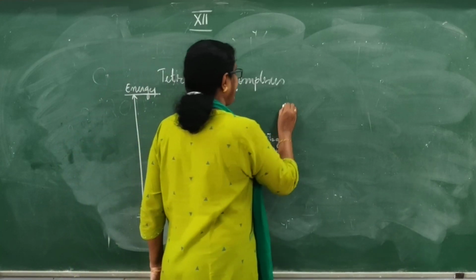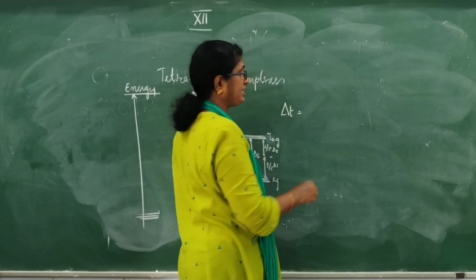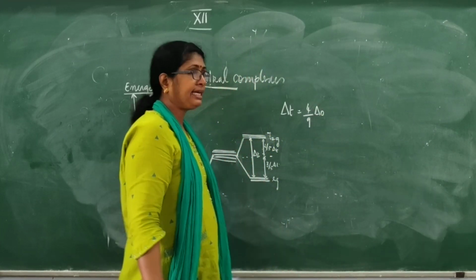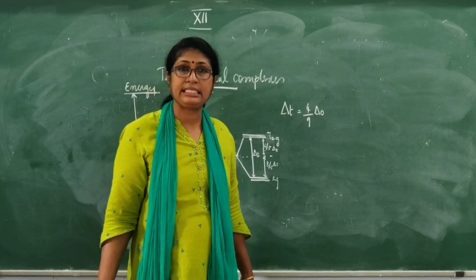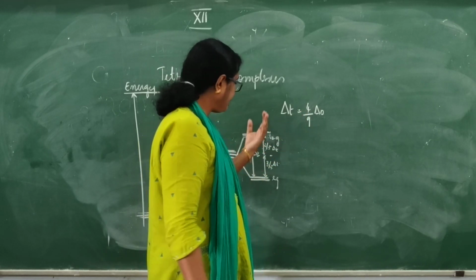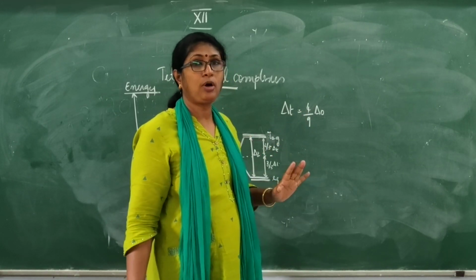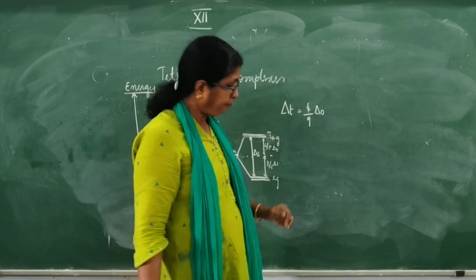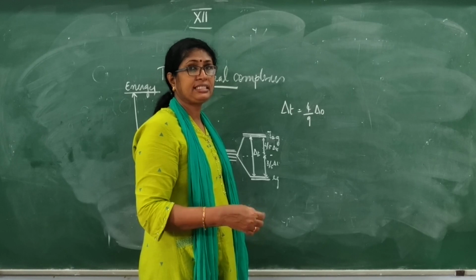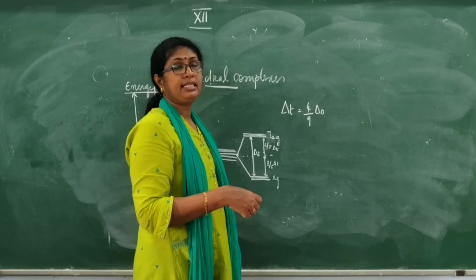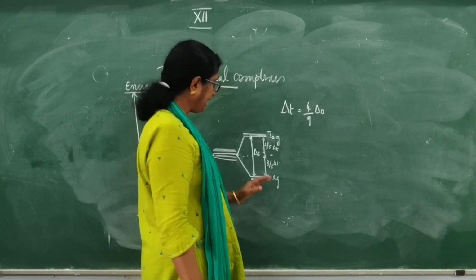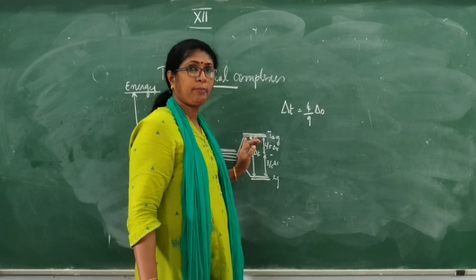Now delta T, quantitatively, is only equal to 4 by 9 of delta O. Delta T is equal to 4 by 9 of delta O. Therefore, in tetrahedral complexes, low spin complexes are very rare, because the pairing energy of these complexes will be higher than delta T, that is the tetrahedral splitting energy. Therefore, the electrons will go to the T2g orbitals.